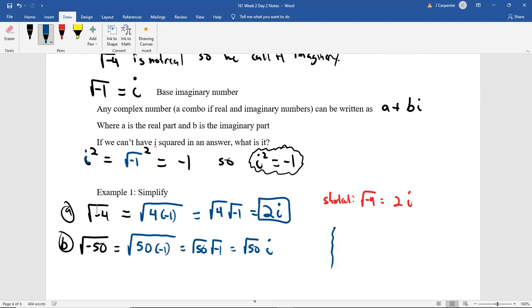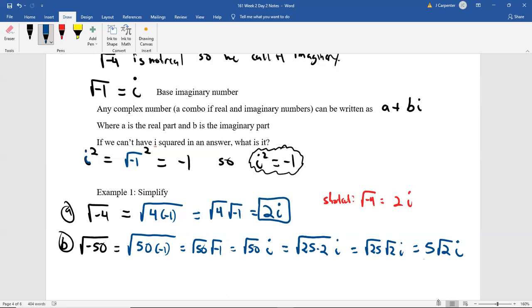Now that i is not under the square root. Please be very careful there. It's very important. Well, I can break up that as a product, the square root of 25 times the square root of 2 times i. We know the square root of 25 is 5. We do not know the square root of 2, so leave it alone. And we know that i is still an i.